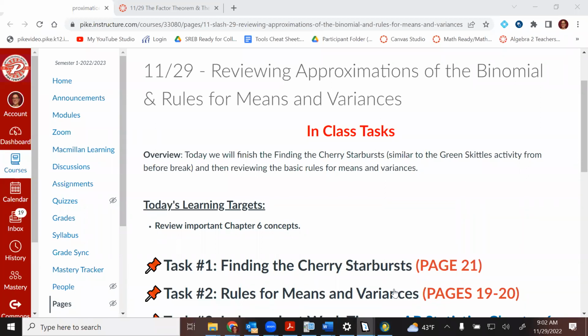The cherry Starburst. Is this a binomial distribution? Yes. What is our n? 200. What is p? 0.25. So what is the mean of x? 50. What does that 50 represent?